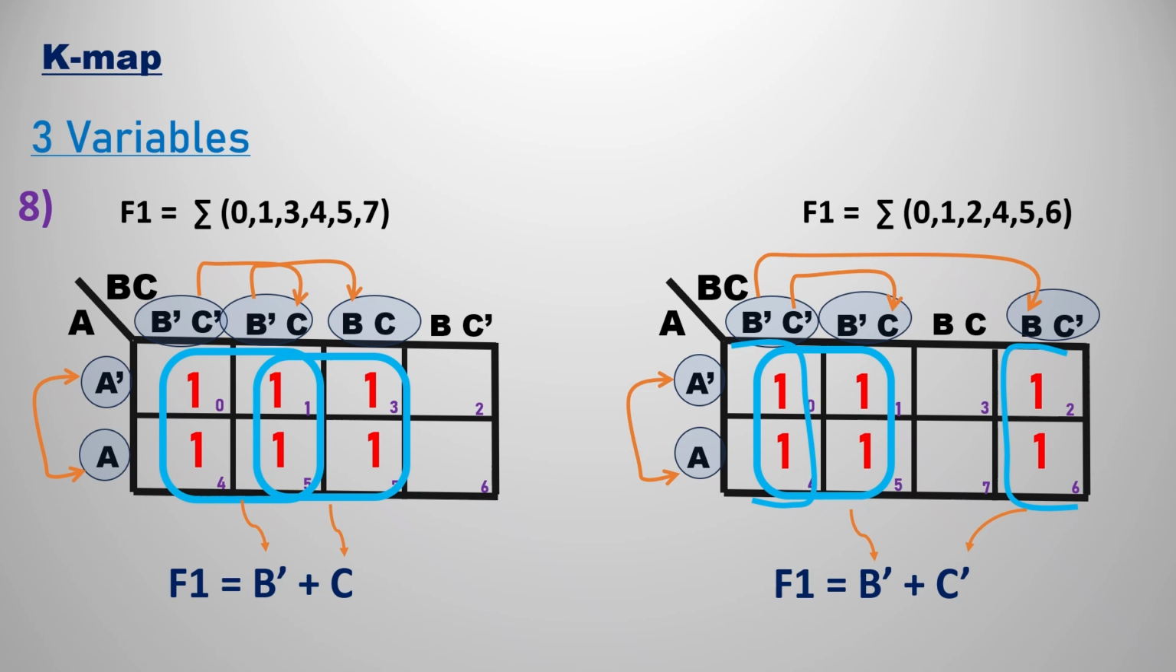See that the first 4 have to be made as a single group. You can see A is changing, so remove that variable. In the first group, the first 4 terms, B bar is constant, so the first one is B bar. After the plus, C is the one that stays the same for the second group, the second 4 ones. I said overlapping is allowed, so I can do overlapping also. This is for the second group. As C is not changing, that is our final output for the first K map we have done.